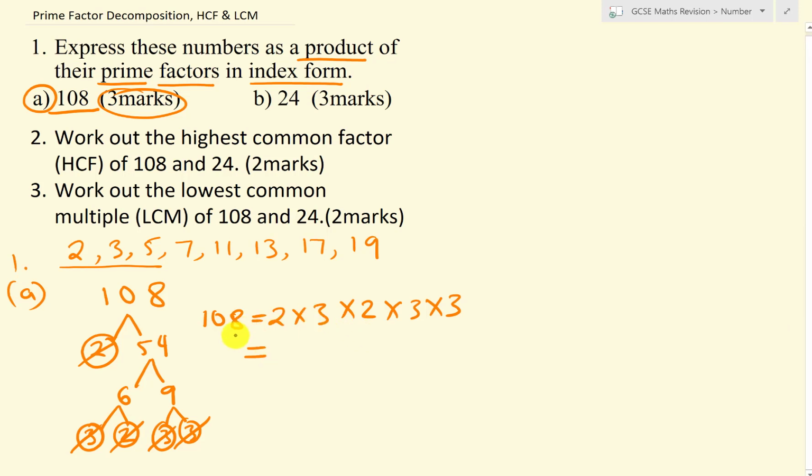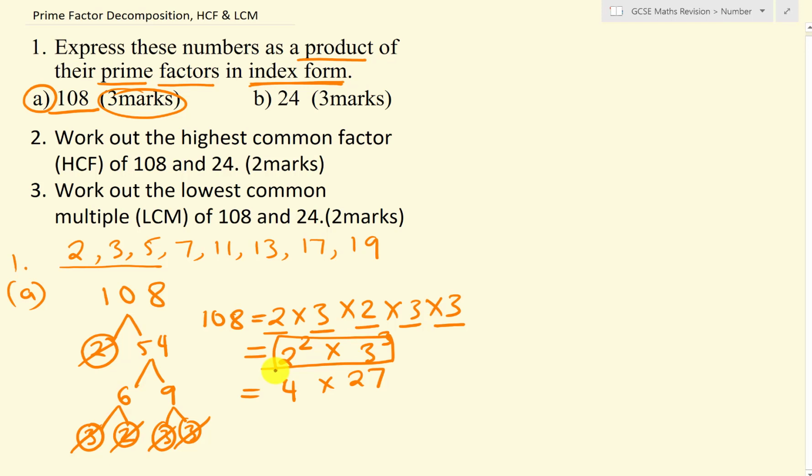Now we found the number 108 as a product of its prime factors. Now let's write it in its index form. So we have 2 times 2. We've got 2 lots of 2, so it'll be 2 squared, times 3 times 3 times 3, which is 3 cubed. Once you get your answer, you can check your answer by finding what 2 squared is, which is 4, times 3 cubed is 27, and 4 times 27 is 108. So that's our answer.